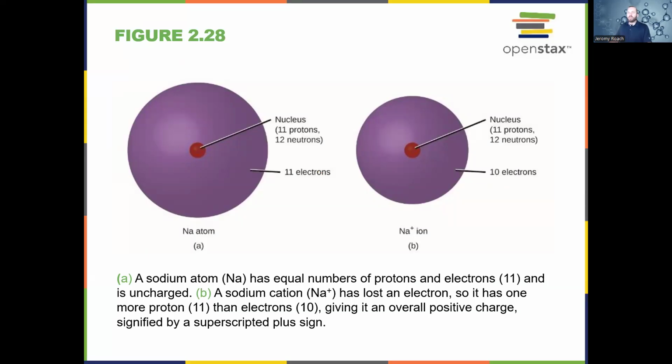Here we have a neutral sodium atom. It has 11 protons and 11 electrons, and this is in figure A here. After it loses one electron, it becomes a sodium cation with 11 protons and only 10 electrons. This loss creates a positive charge since now there are more protons than electrons. So we have 11 protons, 10 electrons. That's one more proton than electrons. We subtract that difference, and that gives us our Na+ there.